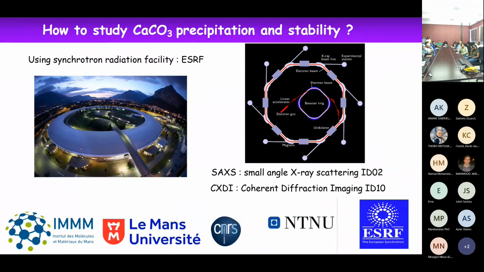So how can we study the precipitation? You can take the camera and do exactly what I did before, but that's not going to give you much information. You will see some turbidity in the solution, but you will not be able to understand what's going on deeply inside the solution. So for this, we go to the synchrotron, and one of the good synchrotrons that you can find in the world is ESRF in Grenoble in France. This is one of the best synchrotrons in the world.